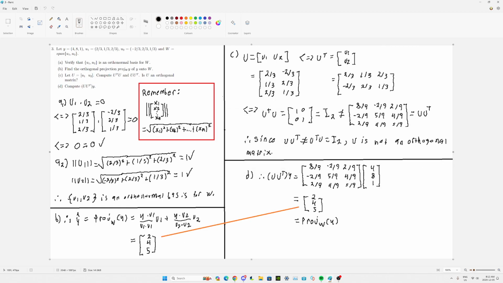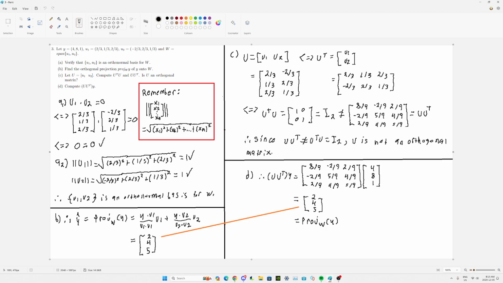Okay. But yeah, so we see that it's orthogonal, the length in the norm is 1, therefore it's an orthonormal basis for W. B is find the orthogonal projection, right? So we can just take our vectors, we already checked that they're orthogonal, right? Part A, u1 dot u2 goes to 0.